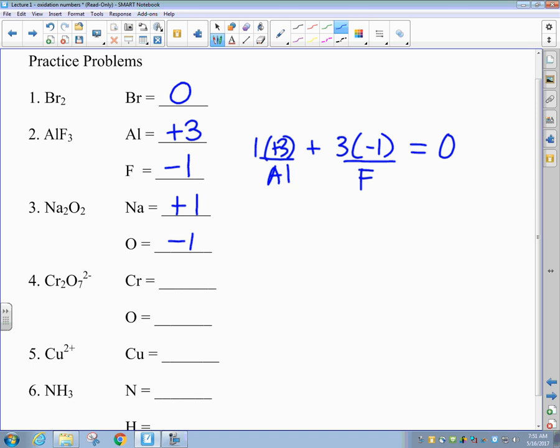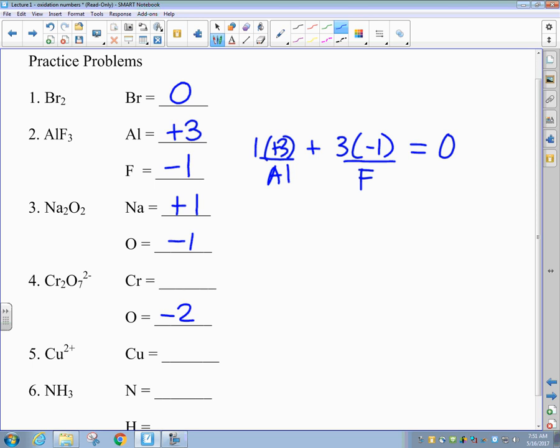Number 4, we're getting a little bit harder with a polyatomic ion here. So the first thing that we want to do, since chromium has multiple oxidation states, is look at oxygen. First question we ask ourselves, is oxygen a peroxide here? The answer is no. Therefore, oxygen's oxidation state must be -2.